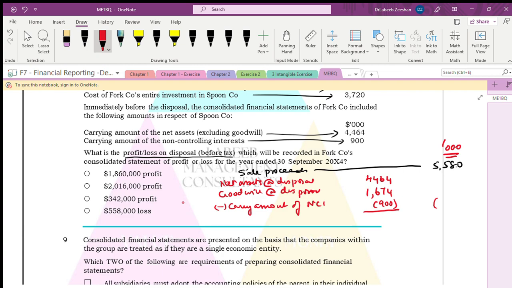It comes to 5238. How much is the difference? The difference is 342. Profit is 342,000.